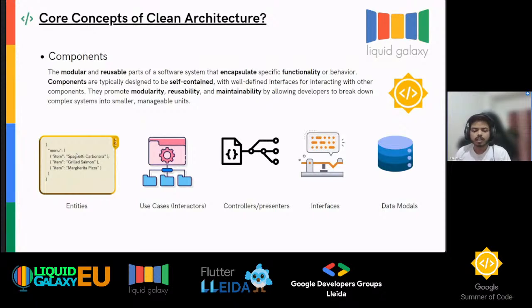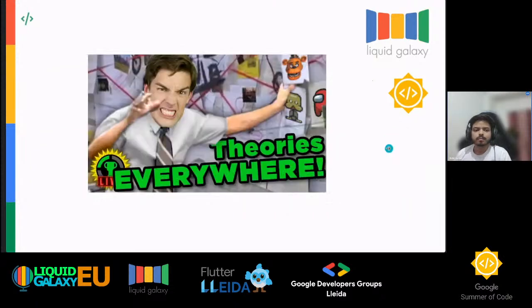These help in state management. So whatever there is, like if there is any network state or not, if there is data or not, it controls or presents. Next is interfaces. Again, we'll see how this works when we are building the real application. And finally, the data models. Okay, so there's theory everywhere. Now we are going to implement our application, a simple Liquid Galaxy controller, in order to understand things.